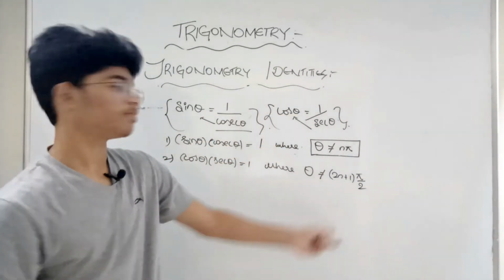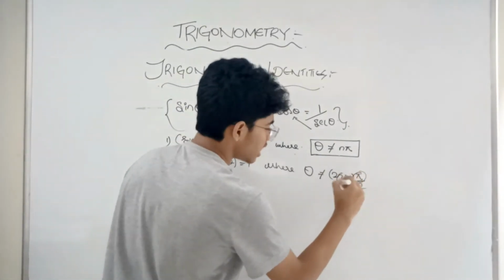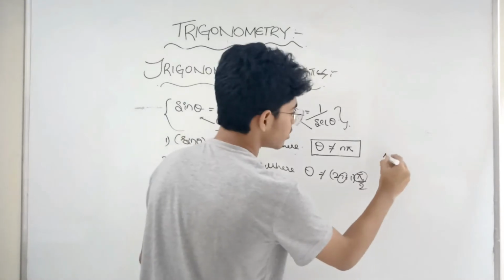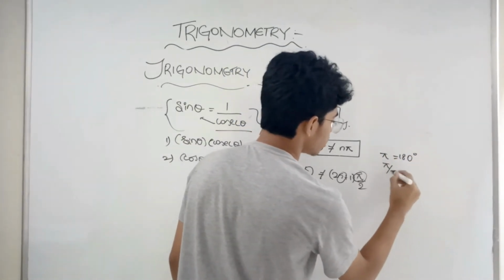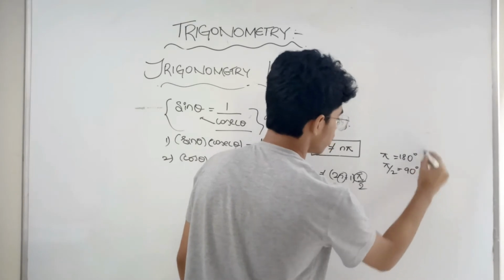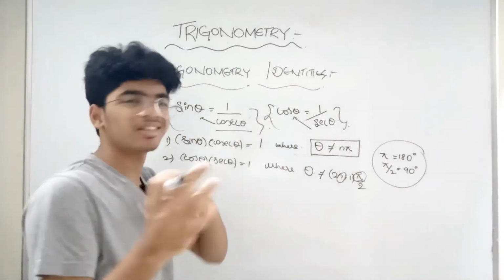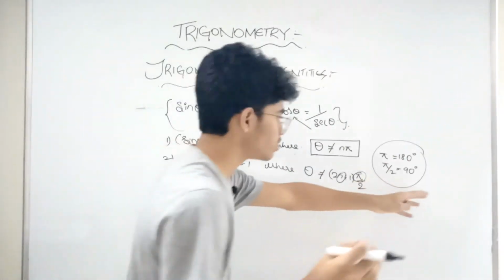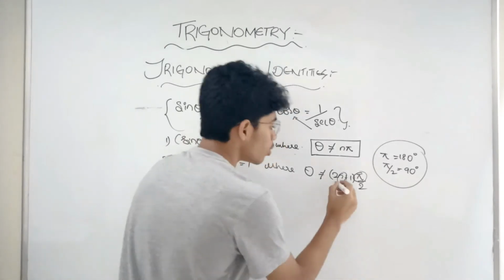This is important. First, you might have two questions. What is this pi and what is this n here? Pi is nothing but 180 degrees and pi by 2 is nothing but 90 degrees. A small note, you might have already known this in other geometry classes, but take a note: pi is 180 and pi by 2 is 90.